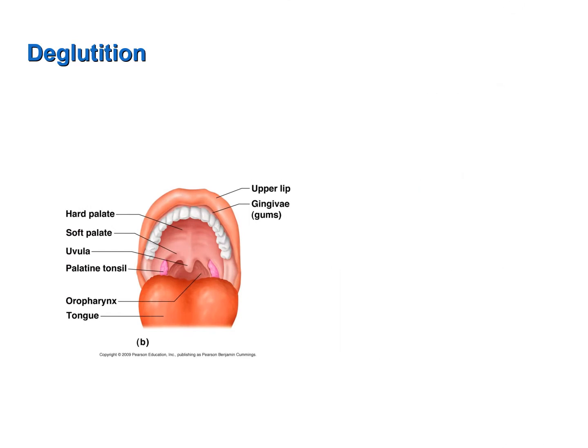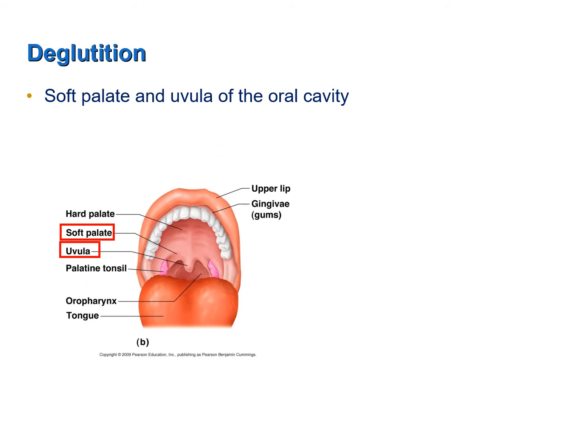Before moving on to discuss the process of deglutition, let's familiarize ourselves with the structures that are involved in the process. In the oral cavity, the soft palate and the uvula both play a role in deglutition. The soft palate is the roof of the mouth that is posterior to the hard palate. The hard palate is composed of bones, the 2 maxillary bones and the palatine bone. The soft palate is composed exclusively of soft tissue, mainly skeletal muscle. Hanging down from the center of the soft palate is a structure called the uvula.